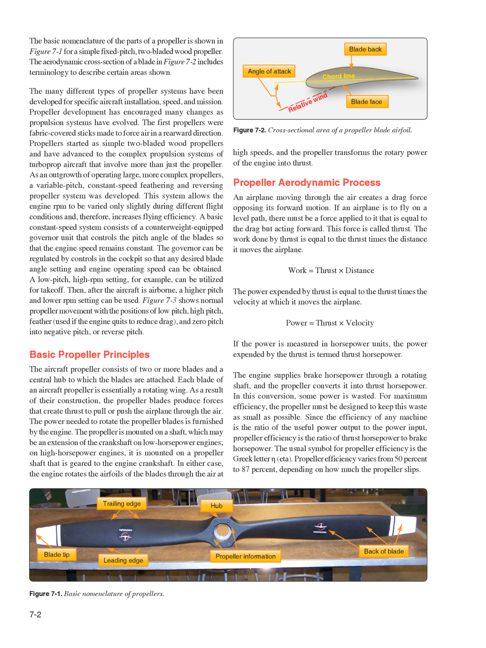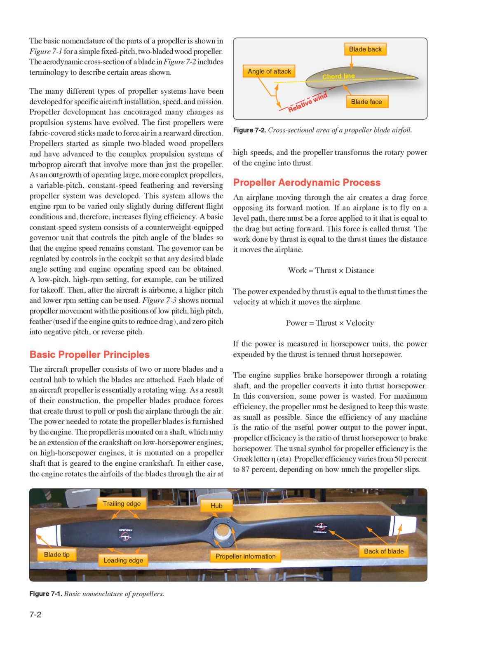efficiency. A basic constant speed system consists of a counterweight-equipped governor unit that controls the pitch angle of the blades so that the engine speed remains constant. The governor can be regulated by controls in the cockpit so that any desired blade angle setting and engine operating speed can be obtained. A low pitch, high RPM setting, for example, can be utilized for takeoff. Then, after the aircraft is airborne, a higher pitch and lower RPM setting can be used.